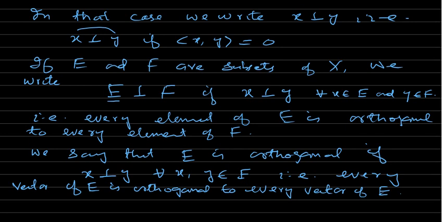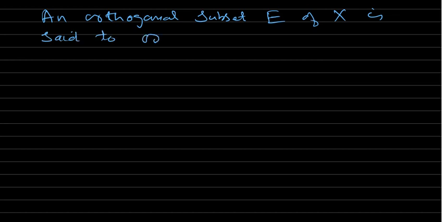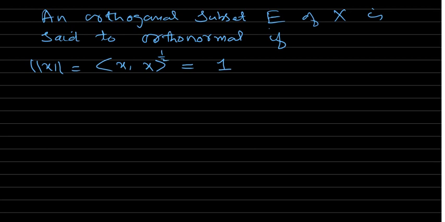Now let's define the normal vector, or when we say that the set is orthonormal. First it should be orthogonal. An orthogonal subset E of X is said to be orthonormal if the inner product of x with x, or you can say the norm of x (in fact, the norm of x is the square root of this), is equal to 1. If the norm of every vector in this set is equal to 1, the inner product of x with x is equal to 1, because it is a positive square root.